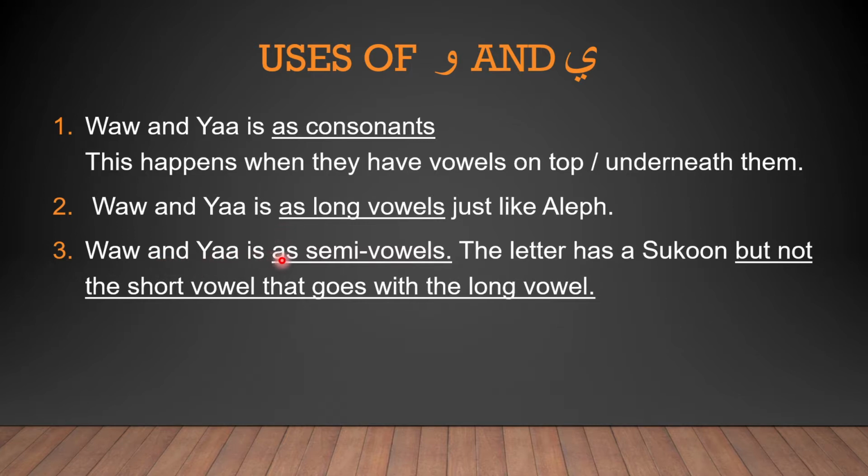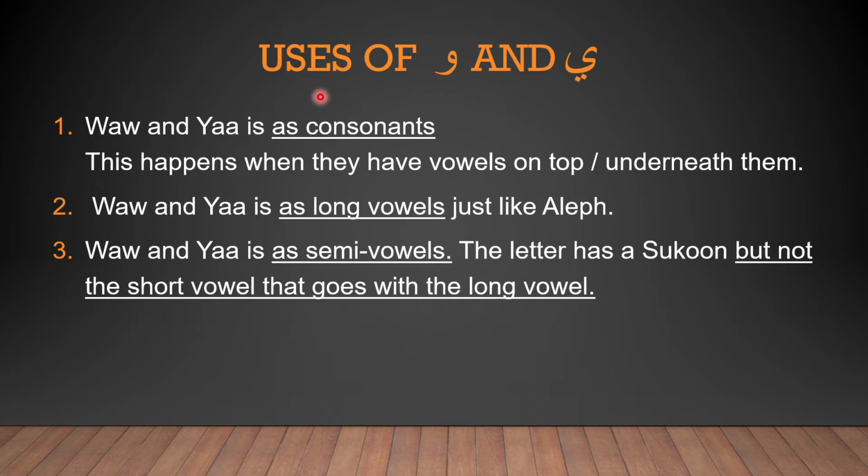Waw and Ya can also be used as semi-vowels. A semi-vowel means the Waw or the Ya has sukoon, but the short vowel before it does not match the long vowel. For example, if Ya has a sukoon, but the letter before it has fatha. It doesn't have the kasra, it has fatha. We'll learn about this in detail in the next slides.